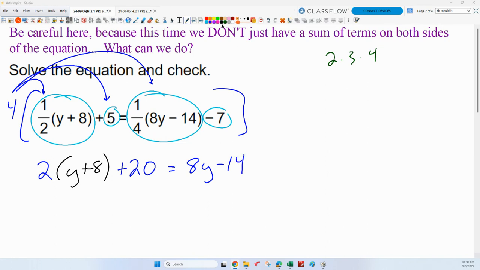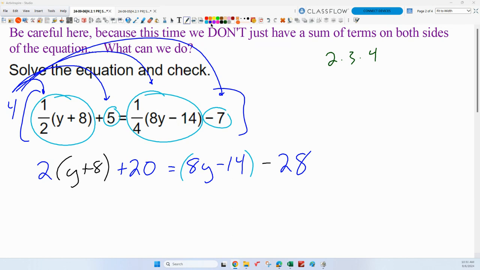8y minus 14. And I really don't need those parentheses anymore, do I? Because now only a 1 is being distributed. So I would just get rid of those. And then finally, when I distribute the 4 all the way over to that -7, I get, okay. And now I've got a pretty straightforward linear equation, right?